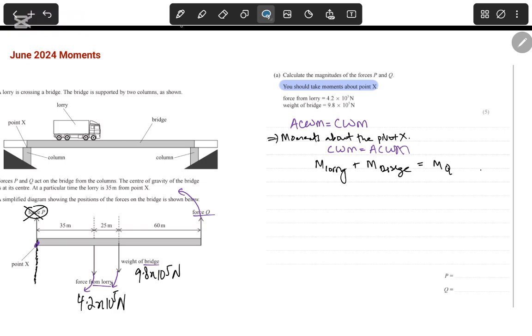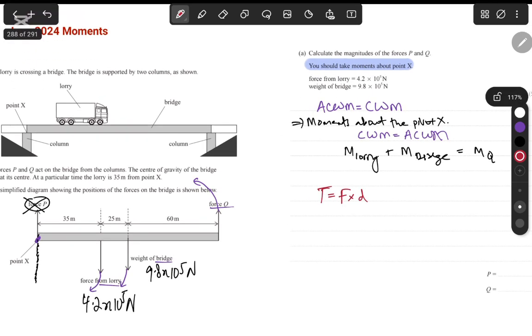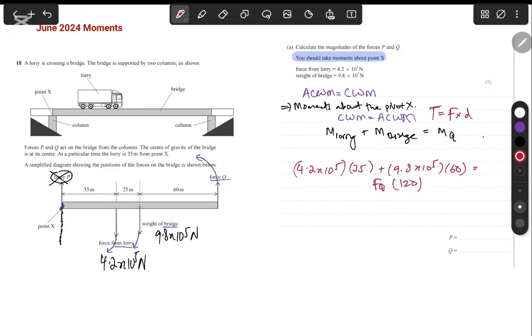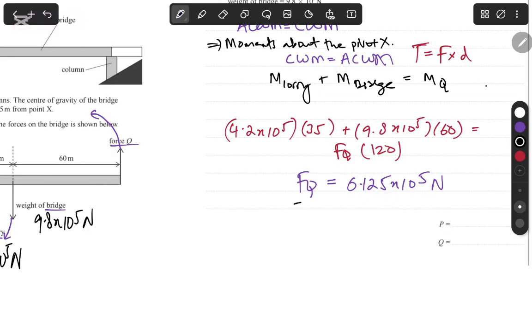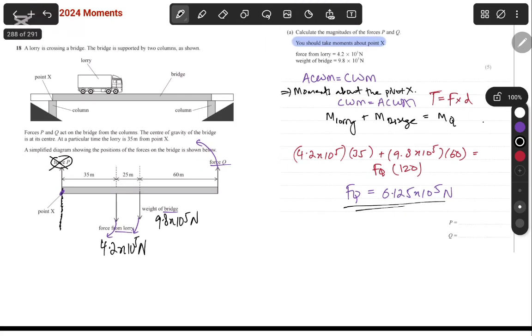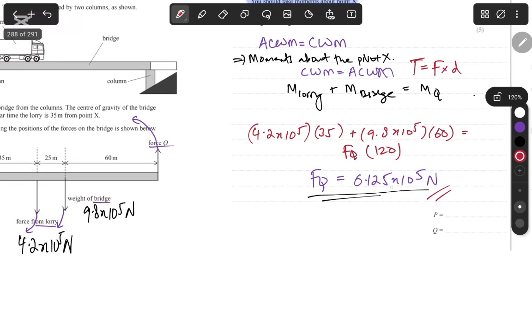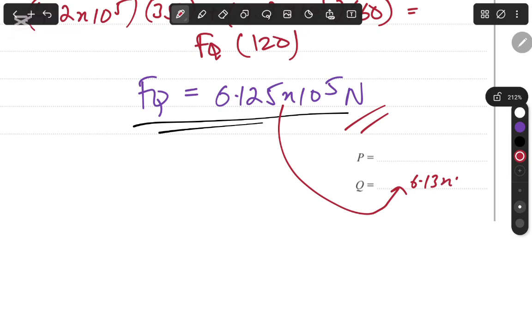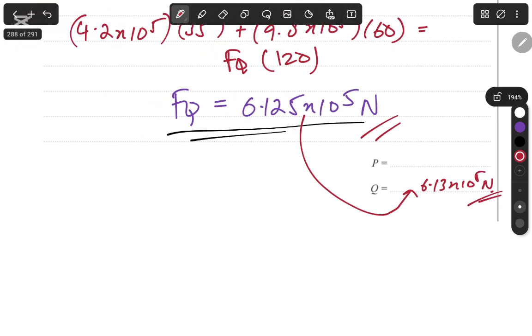Now I'm going to plug in the values. Before I put the values, I also want to make one thing clear. The moment or the torque is equal to force times the perpendicular distance. We have been given all the distances and it should become very easy now. So here I have the equation. You can just check if the distances and everything is correct. Now we will just solve it algebraically and we'll get the answer. So we're going to get the value of force as 6.125 times 10 to the power of 5 newtons. So that's going to be the answer to the value of Q. Force Q we can write as 6.13 times 10 to the power of 5 newtons. Okay, that's the first thing.